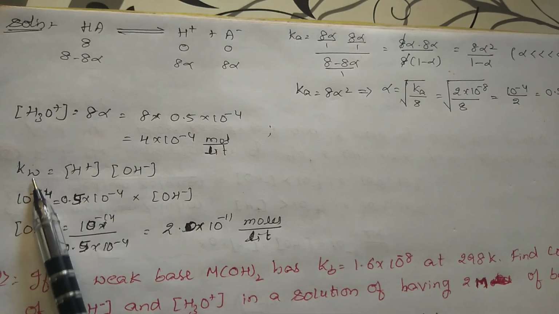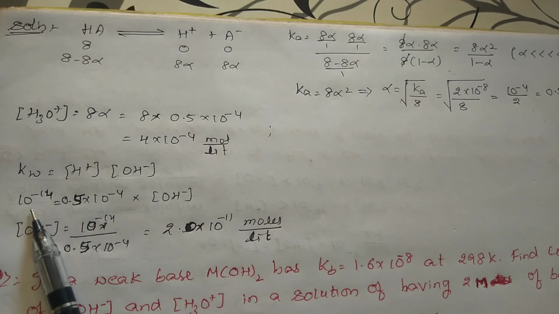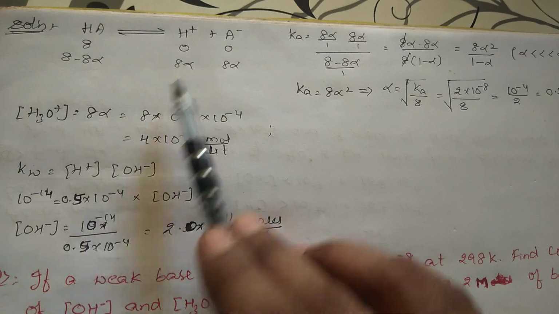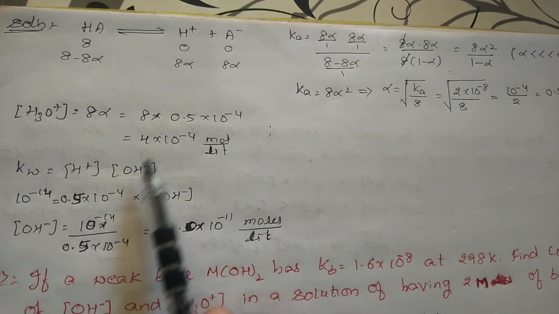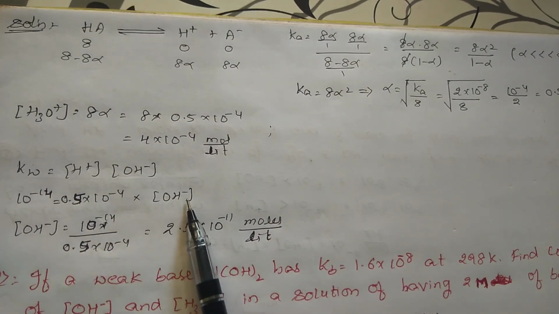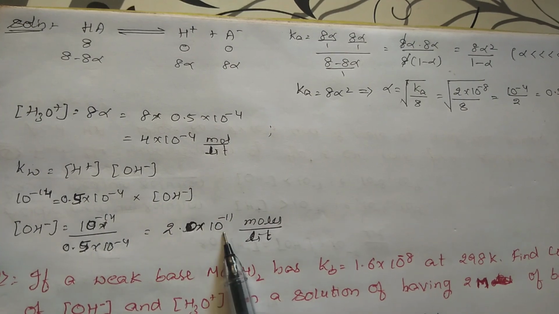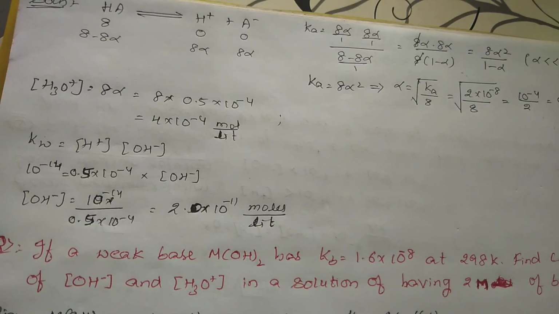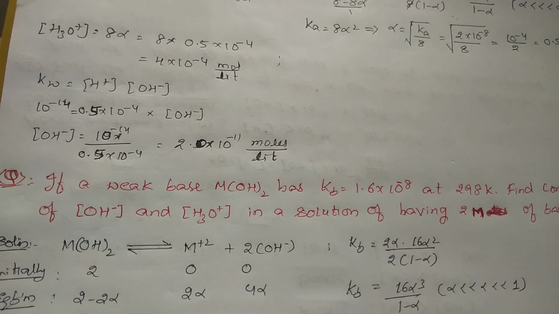You calculate this. Kw is 10 power minus 14. H plus is 8 alpha. 8 alpha means 4 into 10 power minus 4, into OH minus. Calculate the OH minus value. You will be getting the answer, something like 2.5 into 10 power minus 11 moles per liter. That will be the answer.